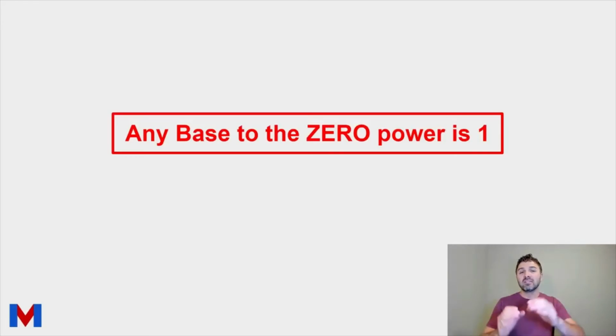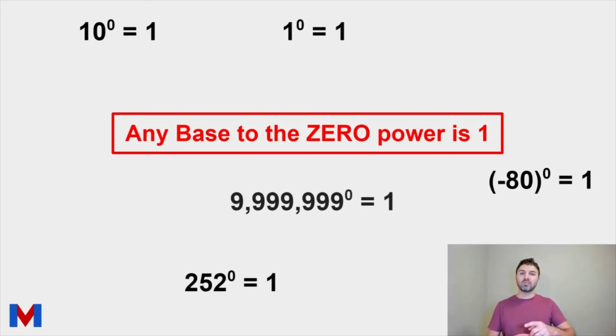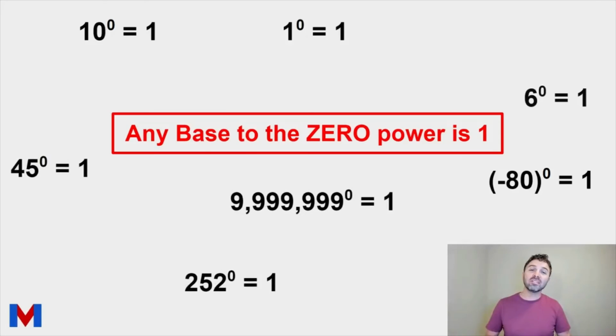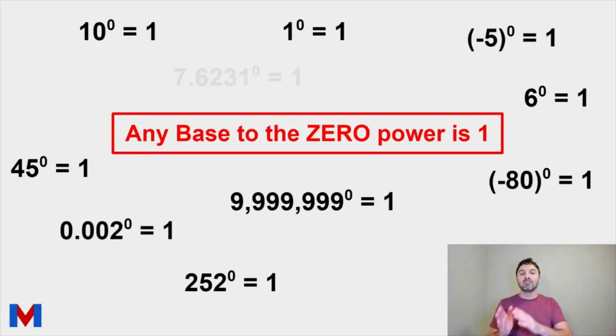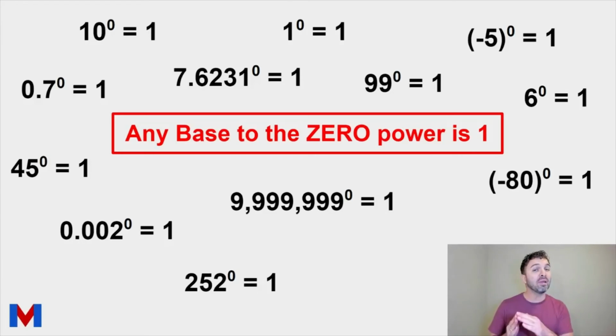I'm going to reiterate that. Any base to the 0 power is 1. Any base. 10 to the 0 power is 1. Negative 8 to the 0 power is 1. 1 to the 0 power is 1. Any base to the 0 power is 1. But only the base, not anything else attached to it.